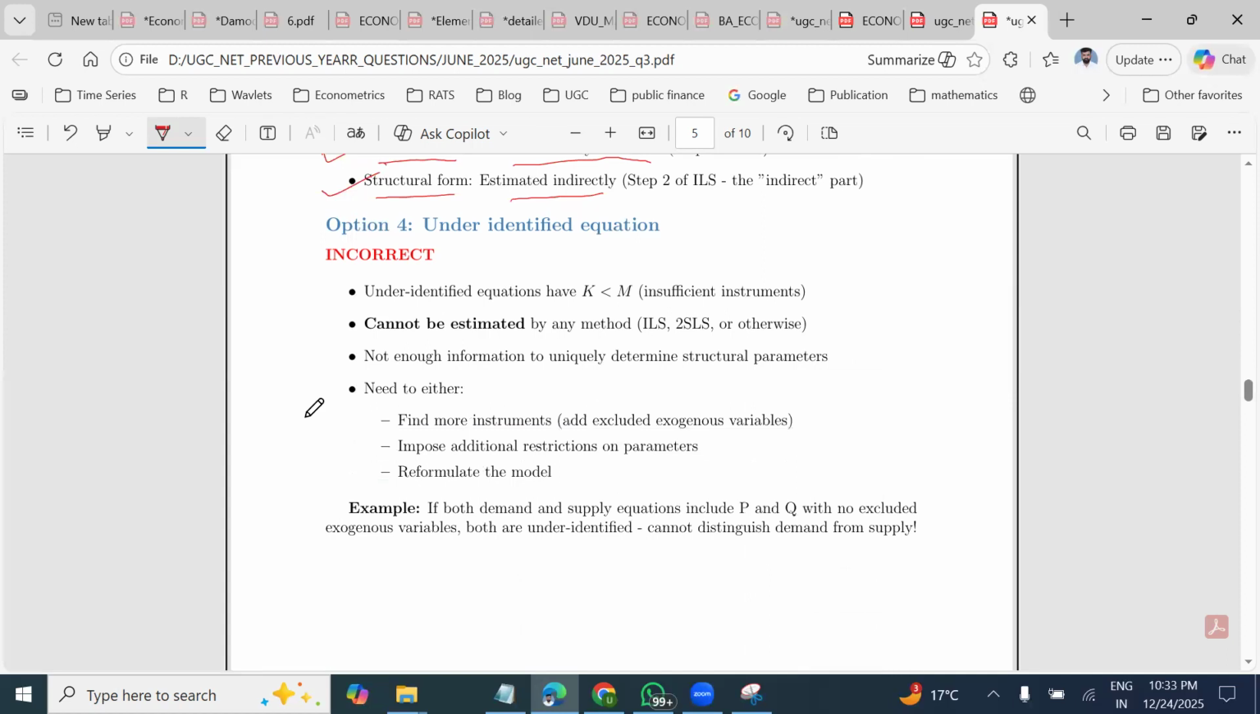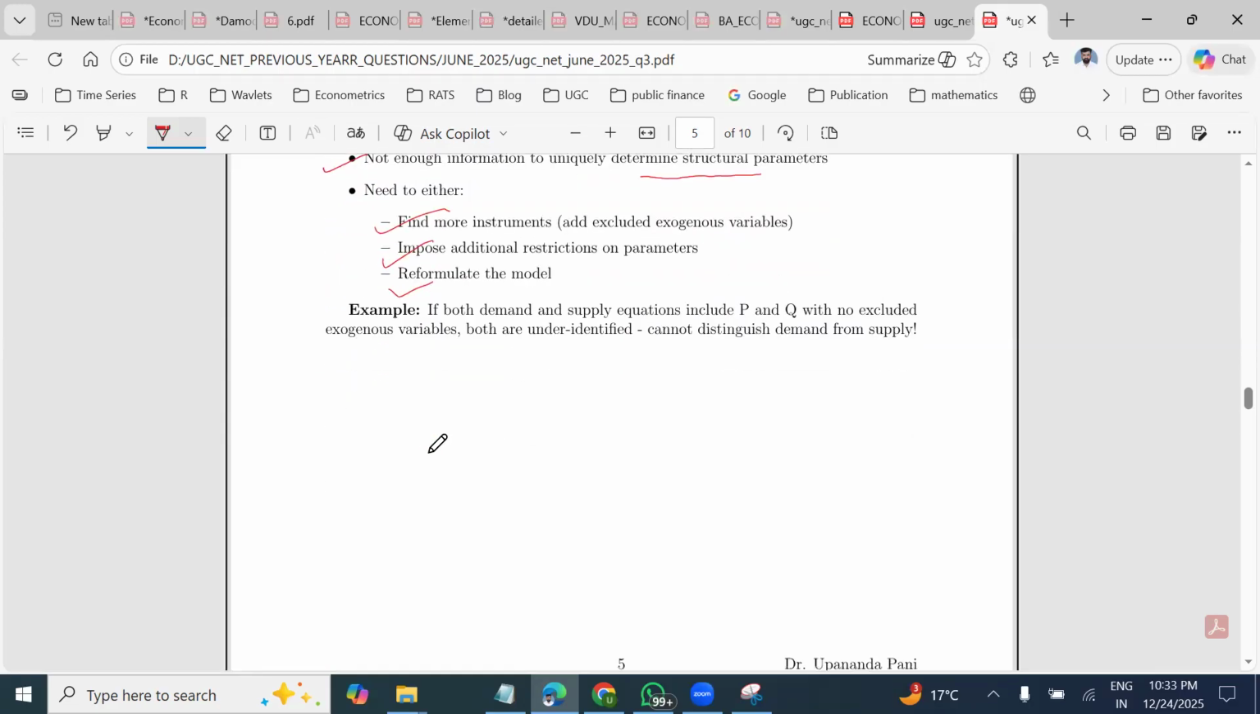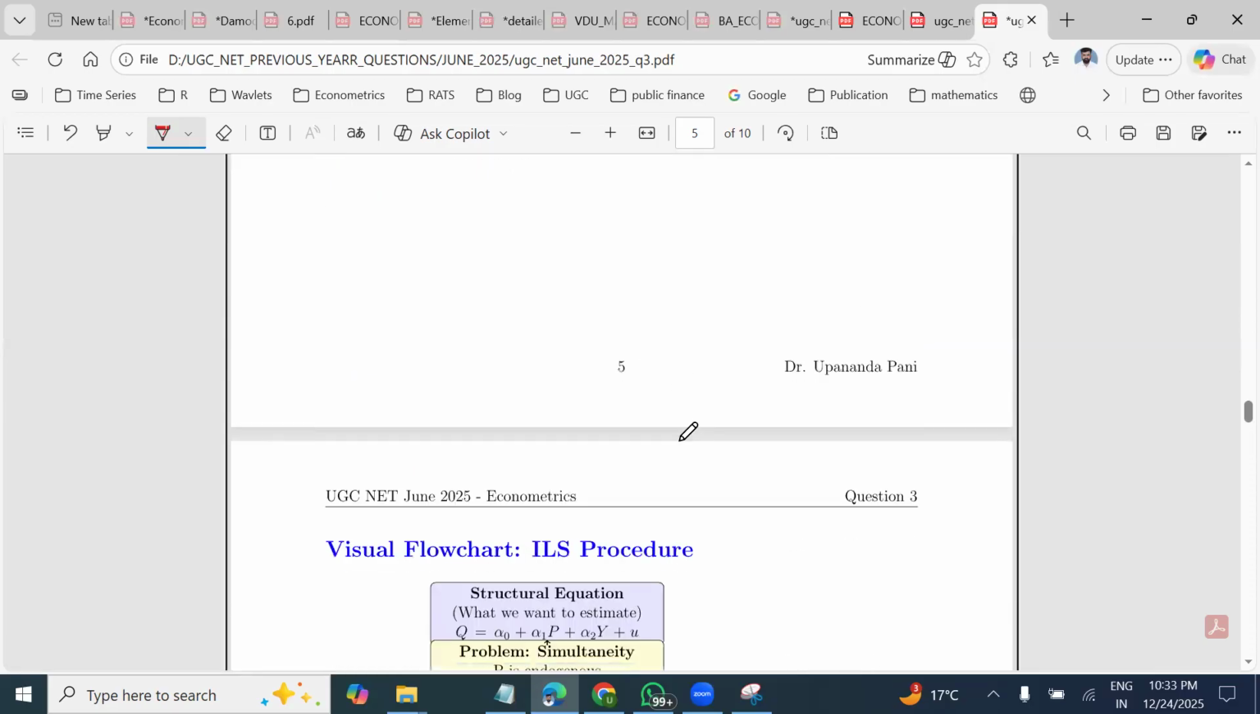Then option number 4, under identified equation. This option is incorrect because under identified equations have k less than m, which means insufficient instruments, and it cannot be estimated by any method. There is not enough information to uniquely determine the structural parameter. So you need either more instruments, or impose additional restrictions, or reformulate the model. For example, if both demand and supply equations include P and Q with no excluded exogenous variable, both are under identified, and it cannot distinguish demand from supply.